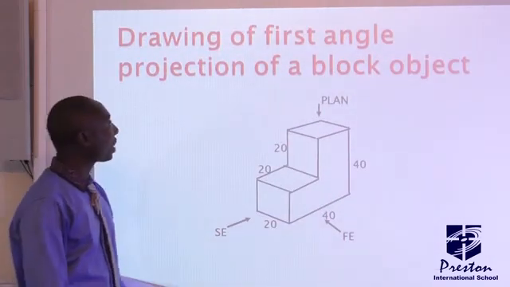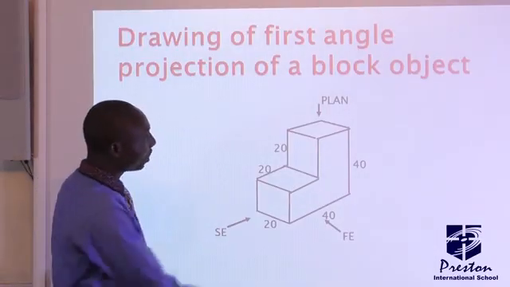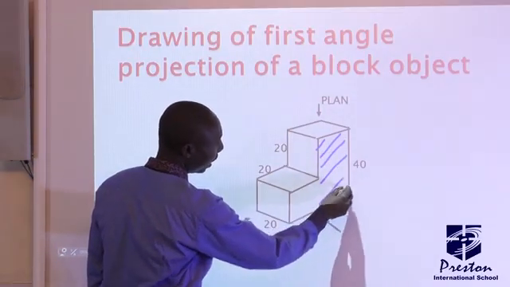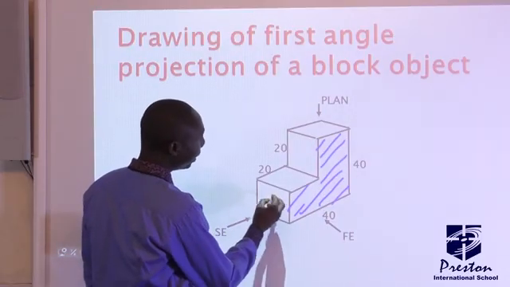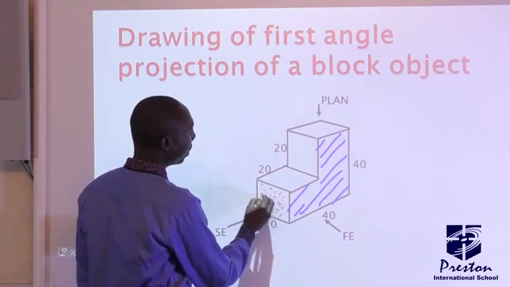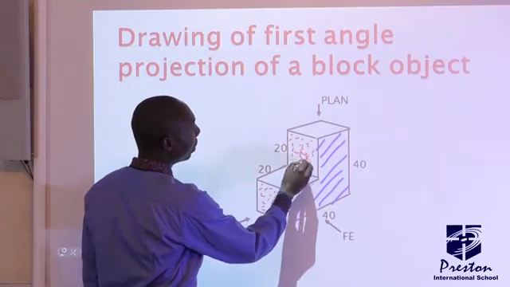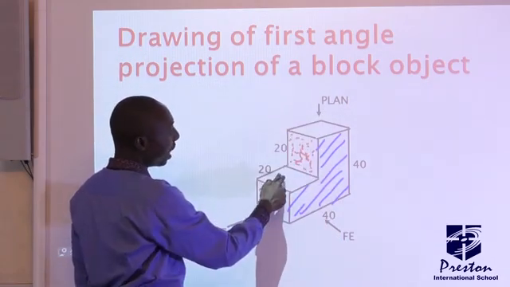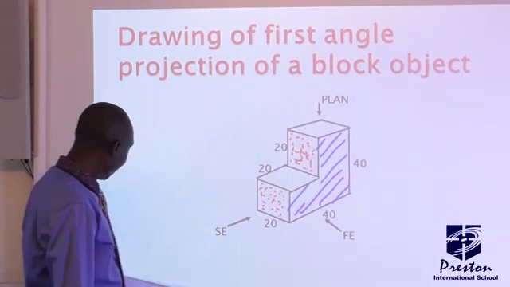Drawing of the first angle orthographic projection of a block object. Look at this block object. If you take this side as our front elevation, then let's say this side is our side elevation, and of course this other part, when you look from the top, will give you the plan view of the object.